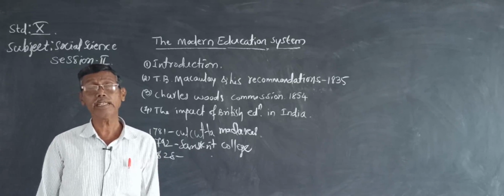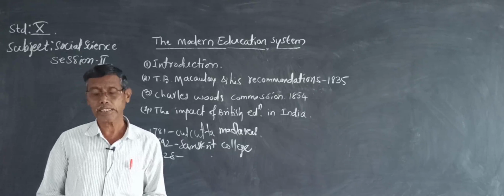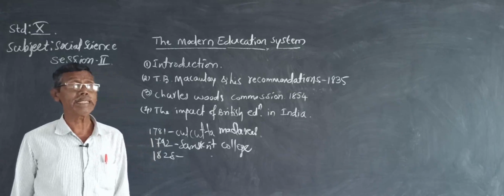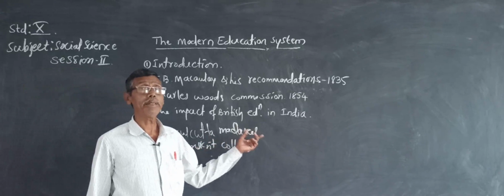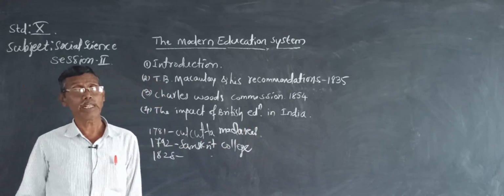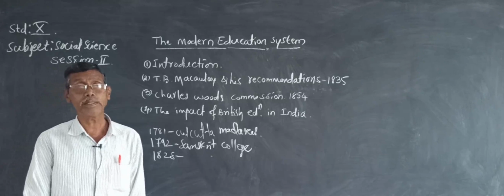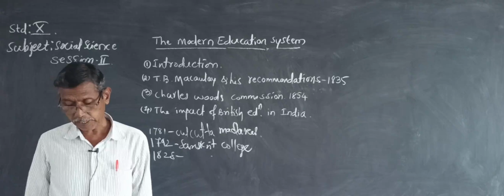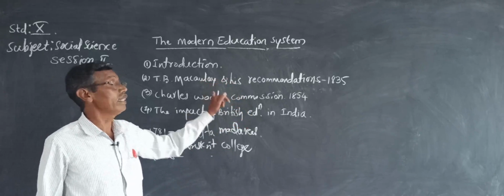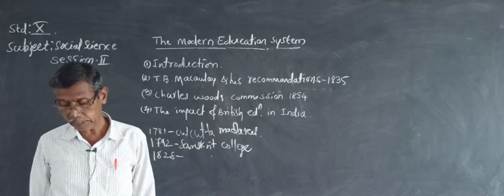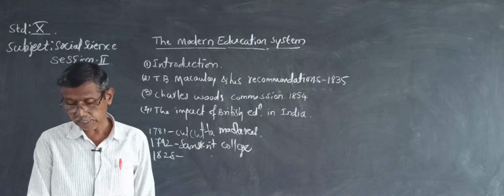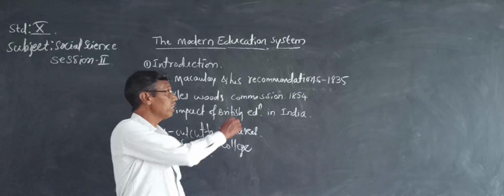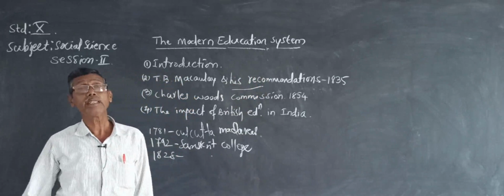He was a member of the Governor General's Executive Committee, and he was also appointed as the chairperson of the Committee on Education. So Lord T.B. Macaulay worked as chairperson of the Commission on Education, and he submitted his report in 1835. In 1835, T.B. Macaulay submitted his proposals and recommendations, and they became the base for modern education in India.